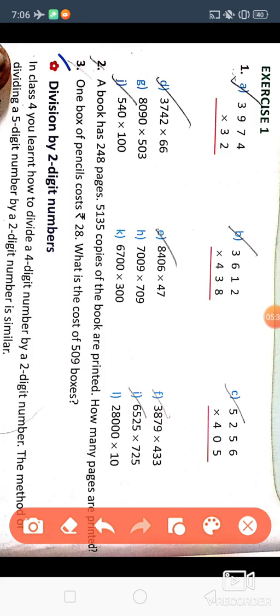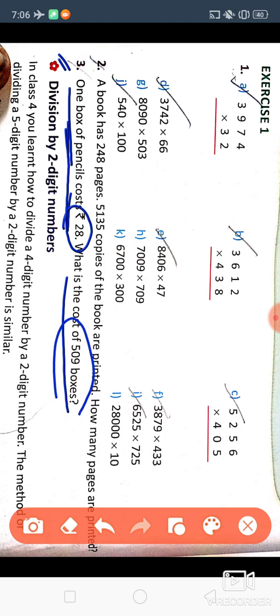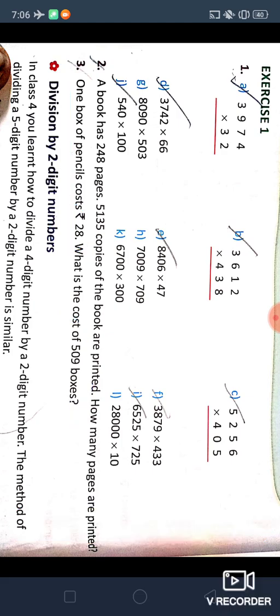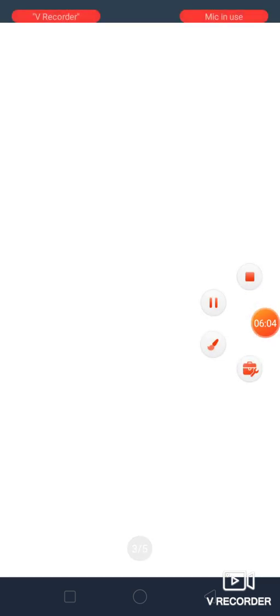Now come to question number 3. One box of pencils costs 28 rupees. What is the cost of 509 boxes? So the cost of one pencil box is how much? 28 rupees. So 509 boxes cost will be how much? 509 into 28. In the same way we have to do. Okay, so let's do that. So question number 3.